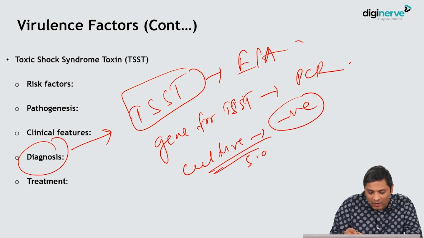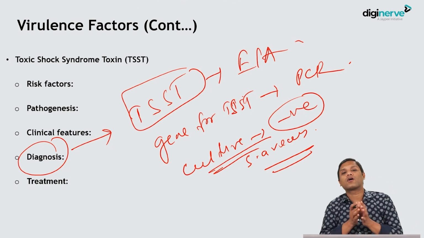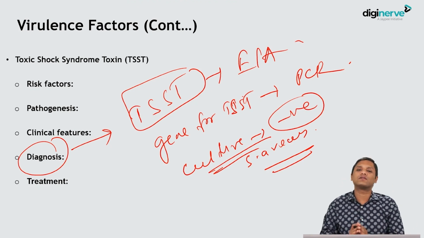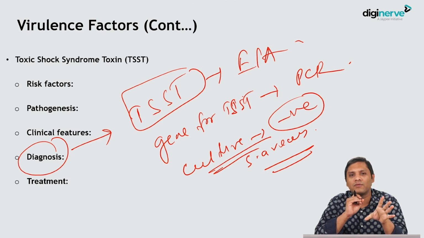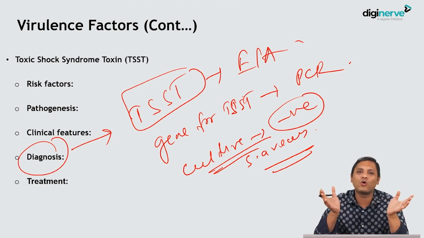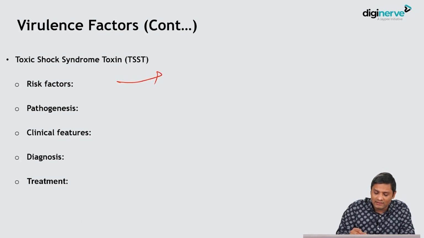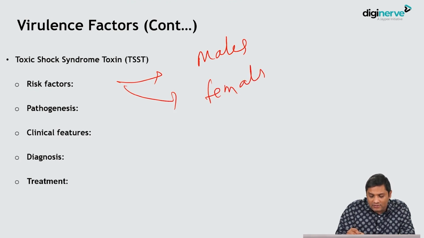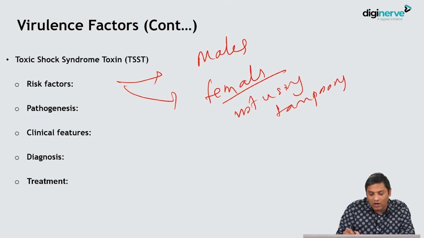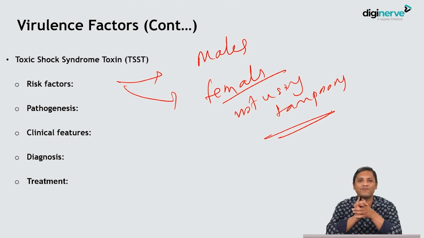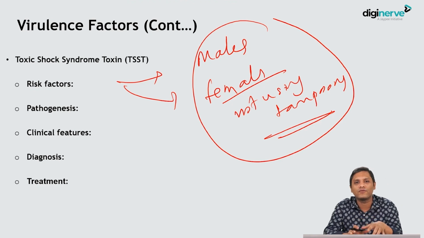Cultures are usually negative for Staphylococcus aureus because the organism doesn't invade; it will remain at the vaginal site, and only the toxin will be liberated, and the toxin will go to various sites and cause manifestations. Don't think that vaginal tampons are the only risk factor, because now they say that the disease is common even in males. It is seen even in females not using tampons. So toxic shock syndrome is now widespread in nature. It is not confined to vaginal tampon users. It can also be seen in other groups of individuals.